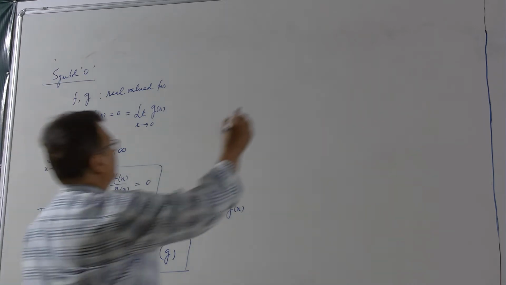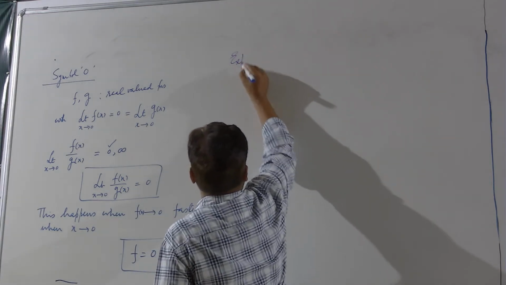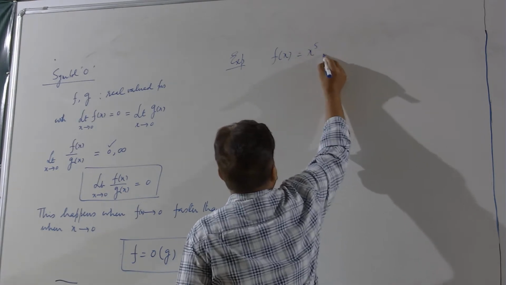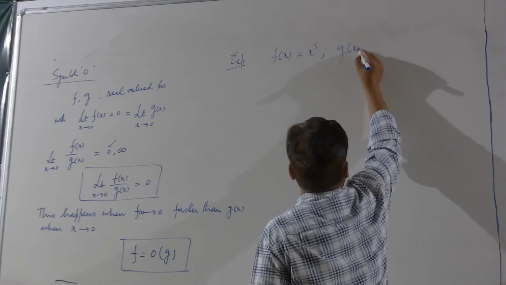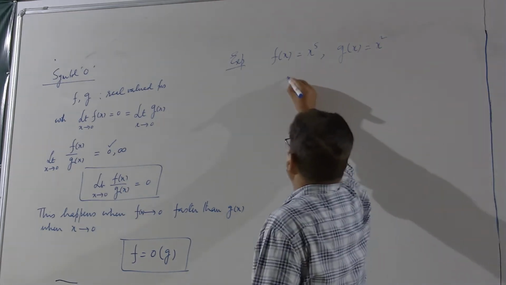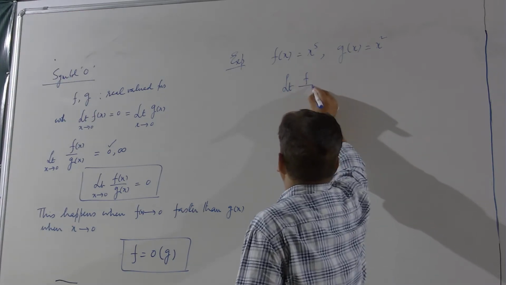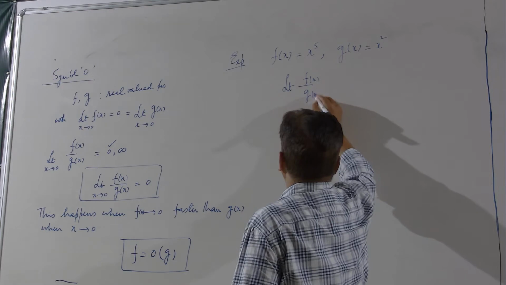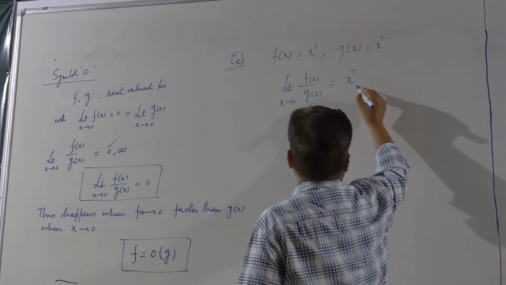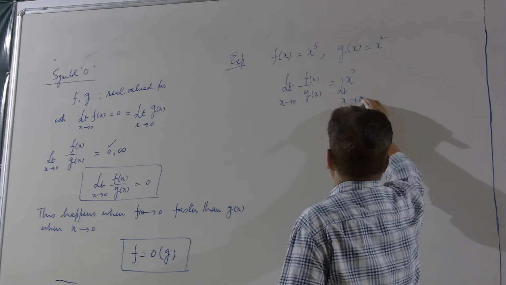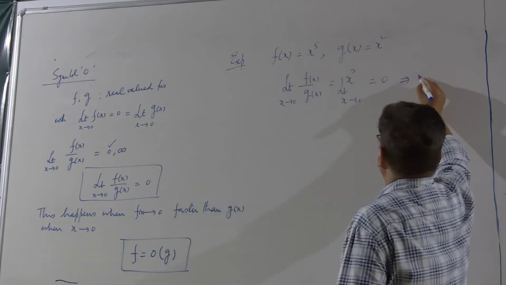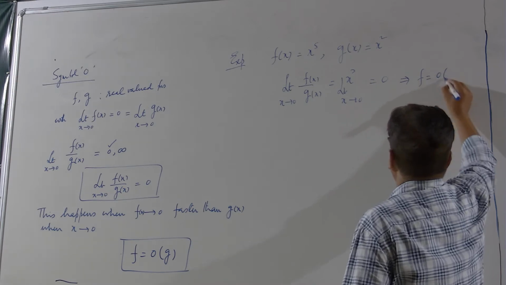As an example, you can think of functions. Suppose f x is x to the power 5 and g x is x square. You can see that the limit of the quotient f upon g when x goes towards 0 is actually x cube, and when x goes to 0, this limit will be 0. So, here I can say symbolically that f is little o g.